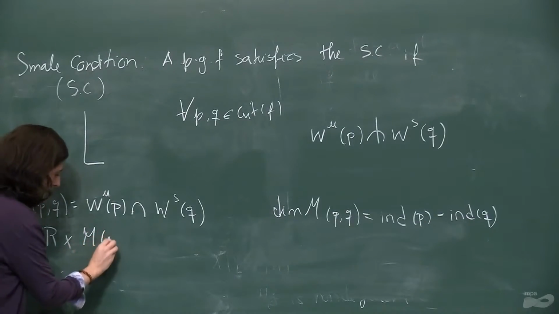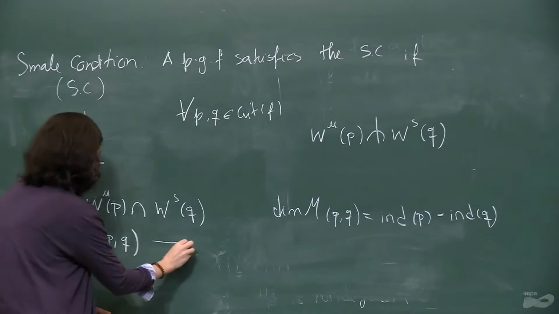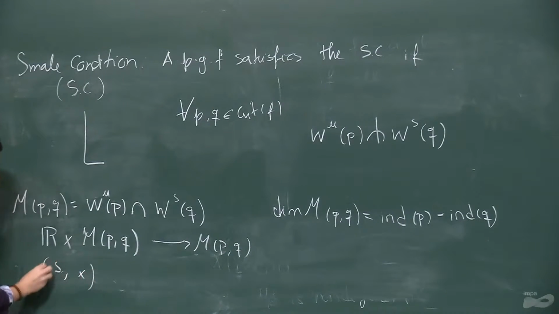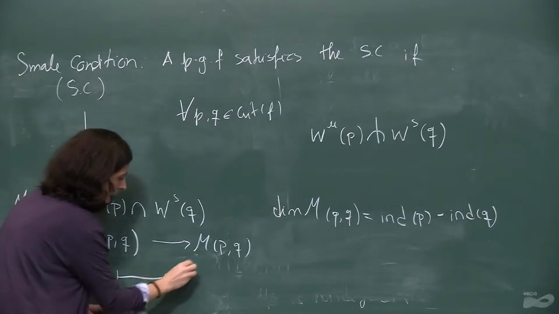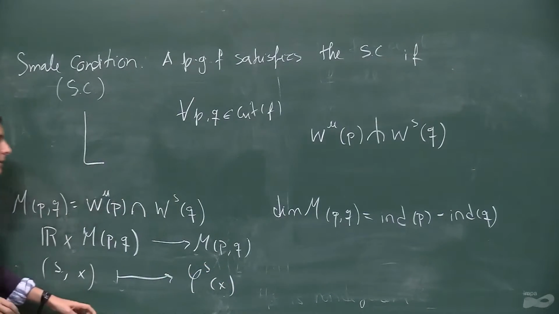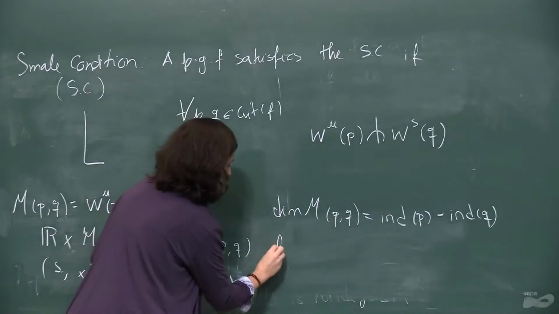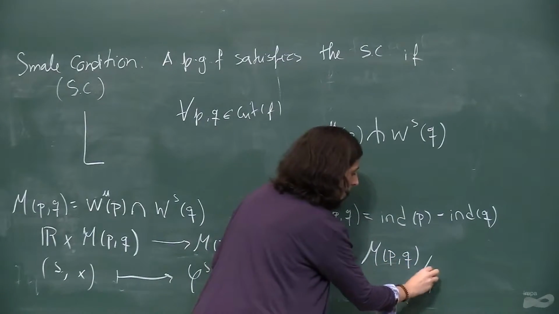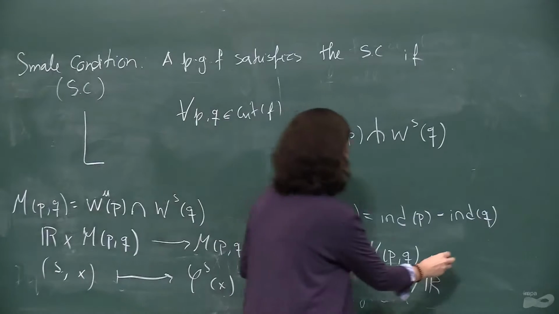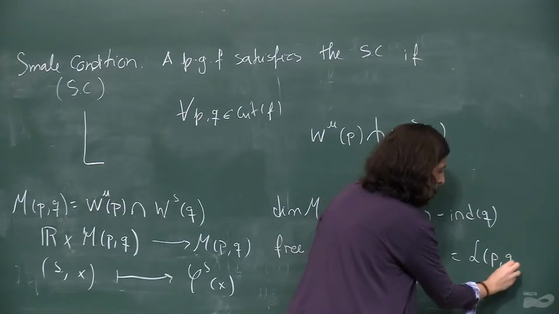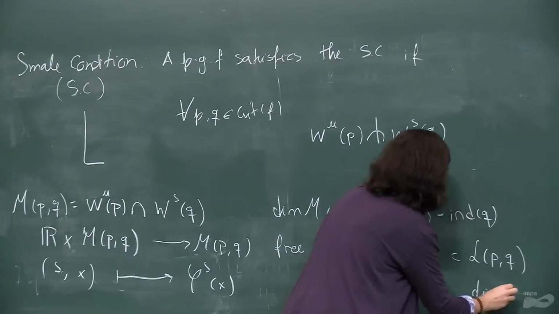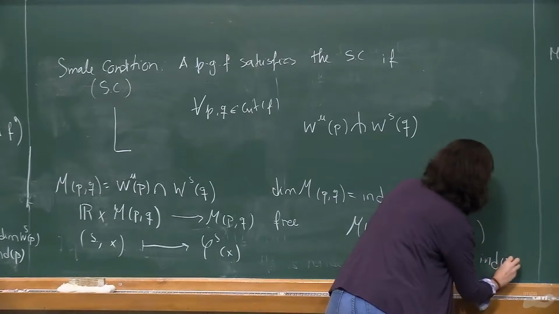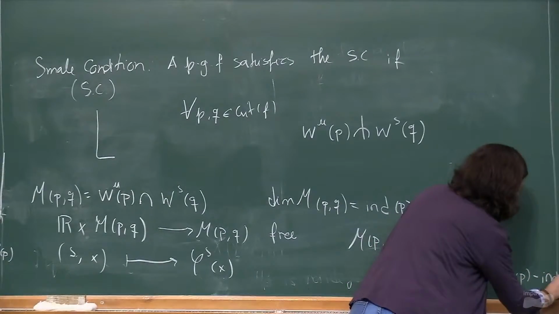So for each S in R and X in MPQ, we look at phi S of X. This is a free action. When I consider the quotient of this manifold by R, I get in fact a manifold, which I'll denote by LPQ. And the dimension of this manifold is this difference of indices minus 1: the index of P minus the index of Q minus 1.